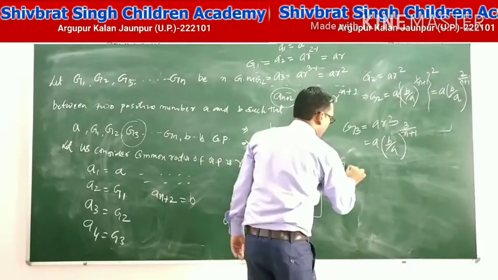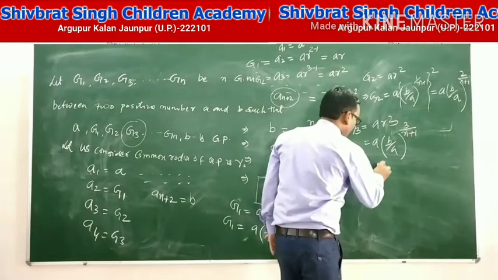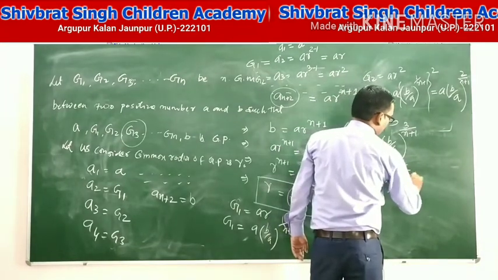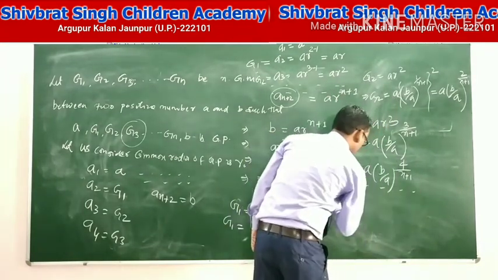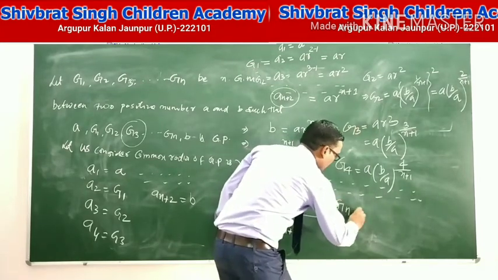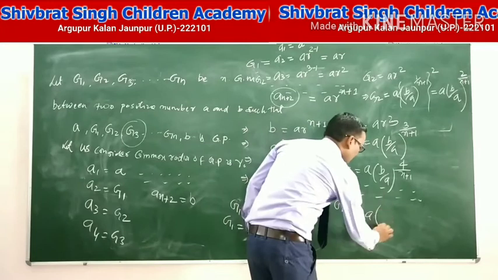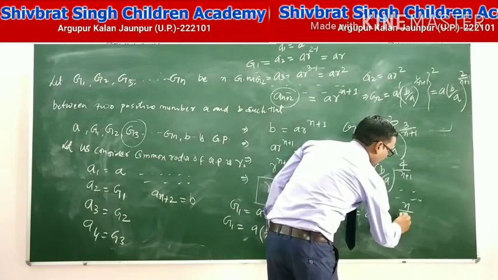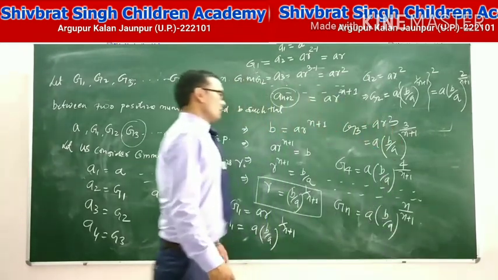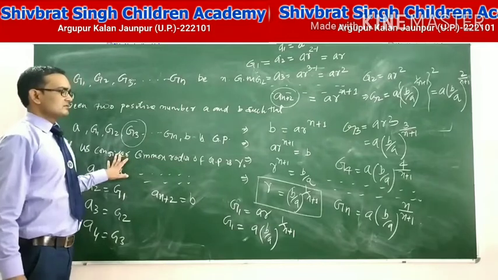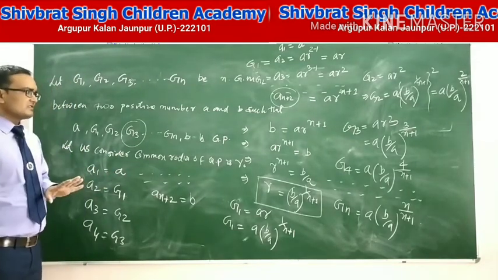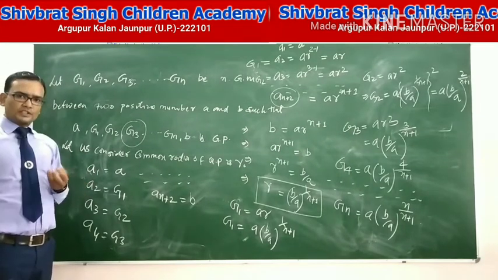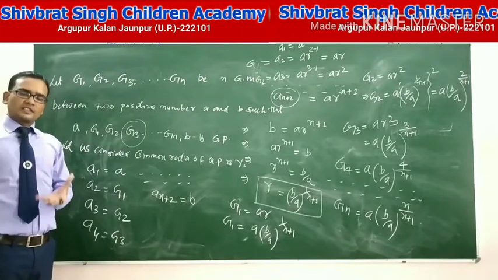Similarly, G4 equal to A (b upon a) to the power 4 upon n plus 1. In this case, we find the value of Gn equal to A (b upon a) to the power n upon n plus 1. Here student, we can understand how to find the value of G1, G2, G3, G4, and so on.